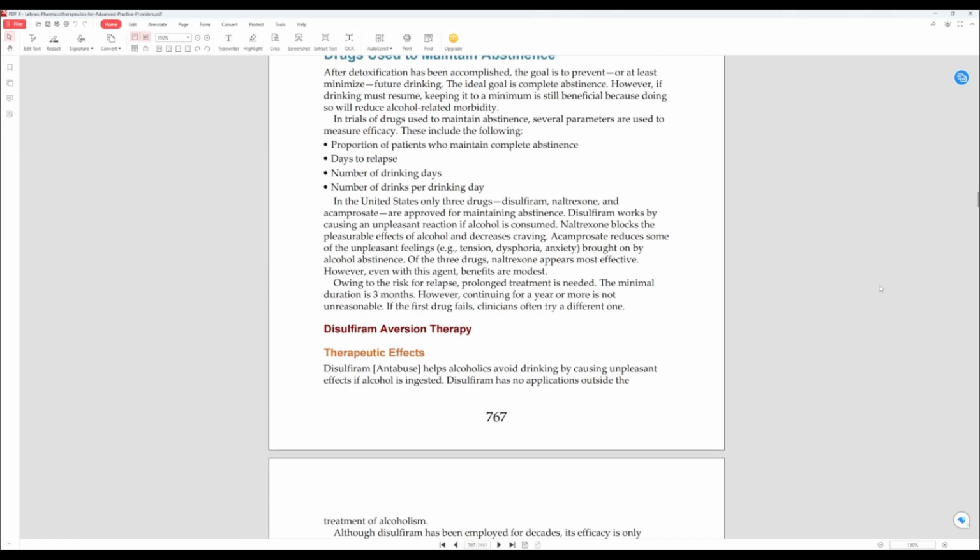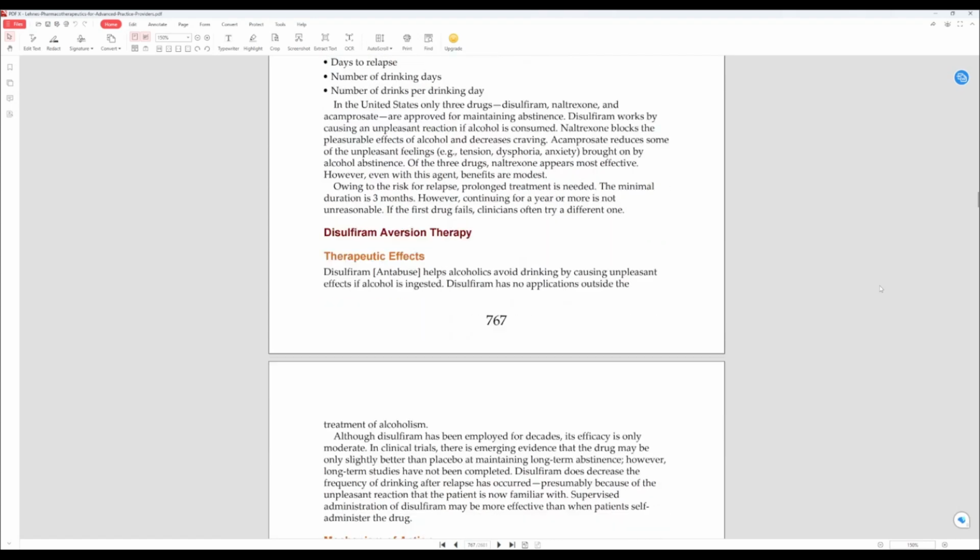Disulfiram works by causing an unpleasant reaction if alcohol is consumed. Naltrexone blocks the pleasurable effects of alcohol and decreases its craving. Acamprosate reduces some of the unpleasant feelings brought on by alcohol abstinence. Of the 3 drugs, naltrexone appears most effective. However, even with this agent, benefits are only considered modest.